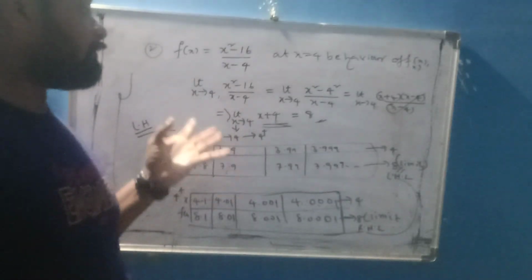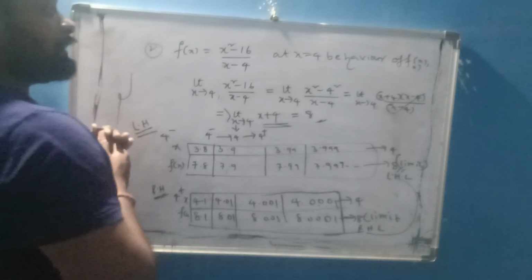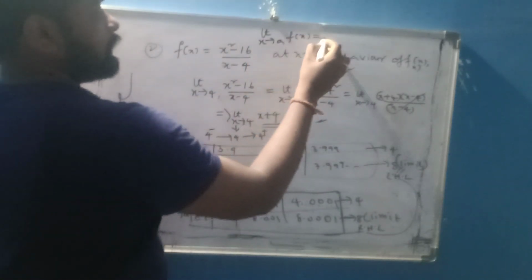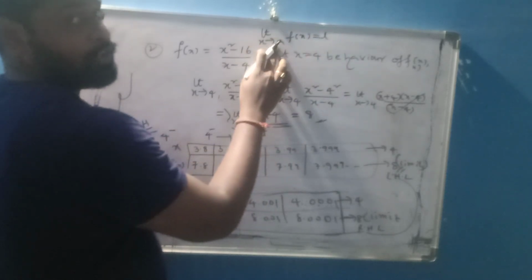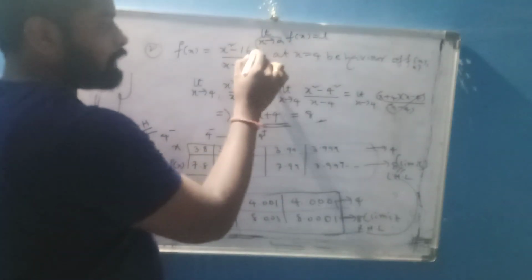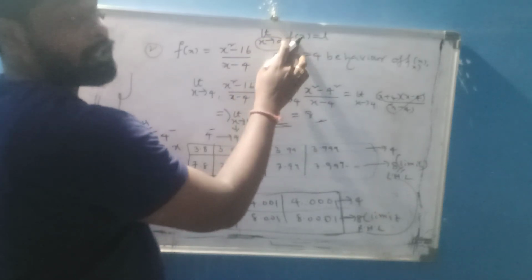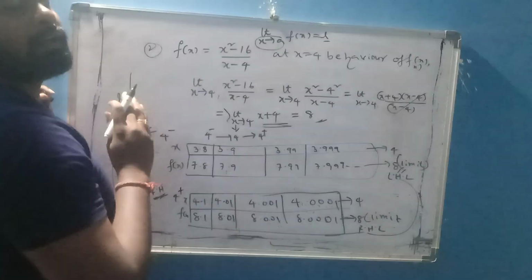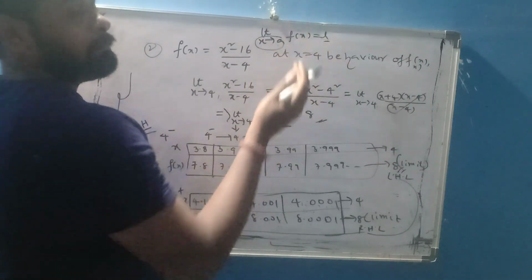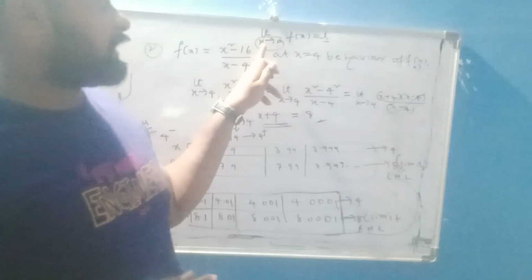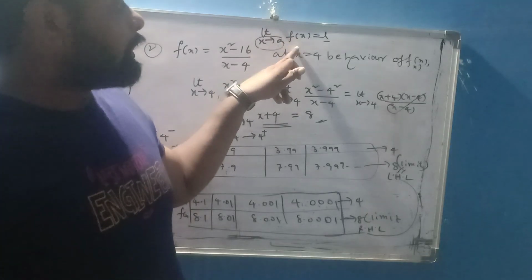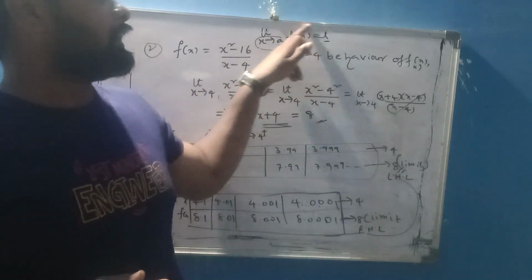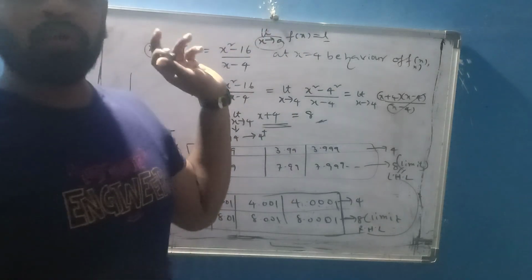What is the formula? Limit x tends to a, f of x equal to L. This is the formula in words: limit x tends to a, f of x equal to L. Okay, this is the definition. At x equal to a, at a neighborhood point, we get some value of the behavior of the function. That is left hand or right hand. Left hand limit and right hand limit, both. We take the left hand neighborhood and right hand neighborhood, and check whether the behavior of the function exists or not. This is the concept: limit x tends to a, f of x equal to L.